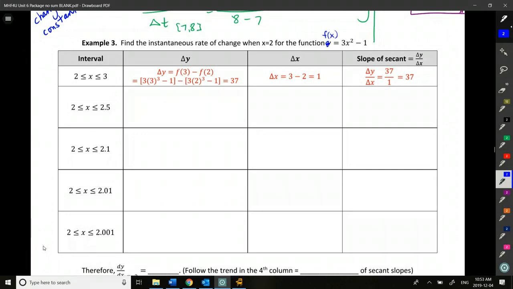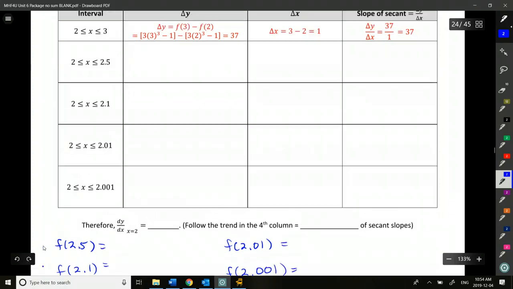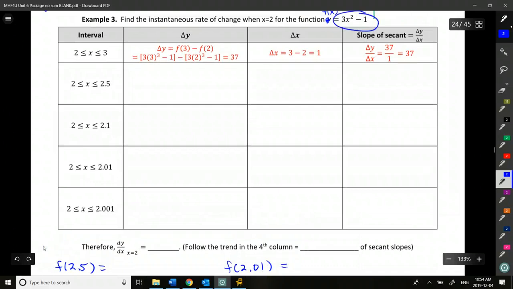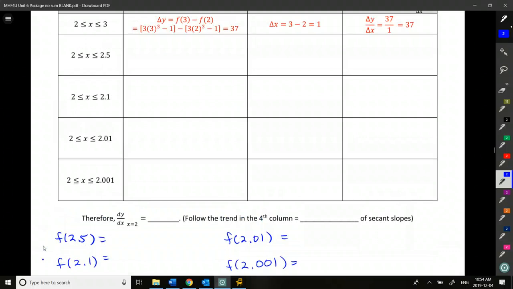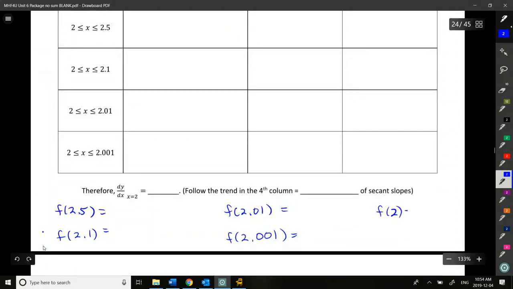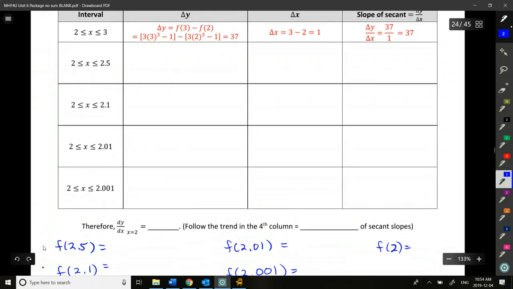So f at x equals 3x squared minus 1. I need to know f at 2.5. I need to know f at 2.1. I need to know f at 2.01. And I need to know f at 2.001. Okay, so I'm going to ask you guys to quickly sub those into your function here, 3x squared minus 1. And we're just going to have these calculations ready so that we can use them in our calculation up here. We also know that f at 2, actually the calculation is not really given to us. So it's 8 times 3 minus 1, so 23.